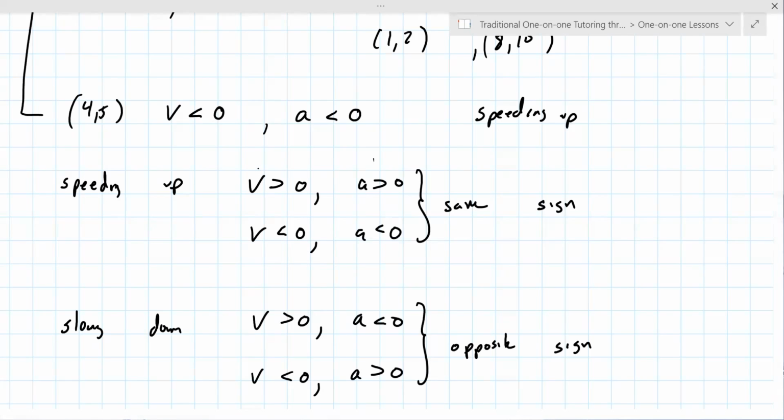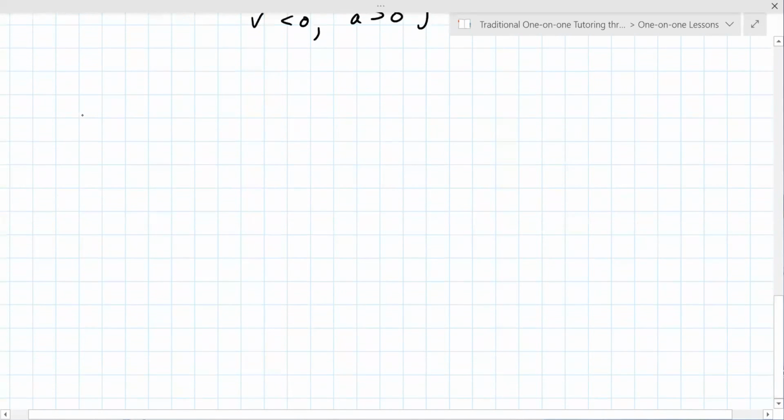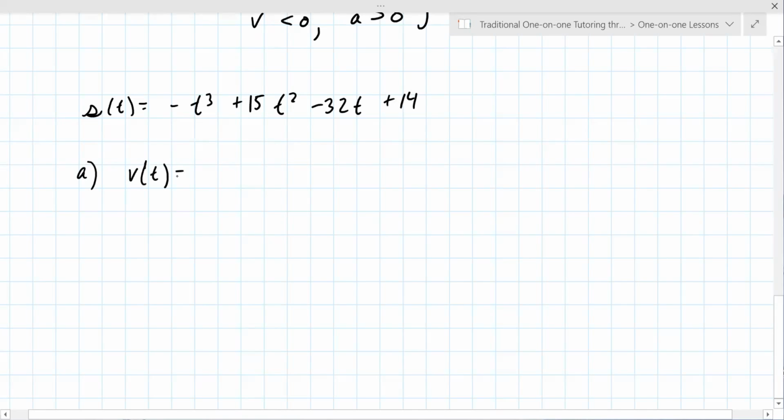Should we move on to example 2? Yeah. Okay. So for example 2, I'm going to write the equation down. S of t equals minus t cubed plus 15t squared minus 32t plus 14. So part A says to find the instantaneous velocity at any time t. In other words, that's the derivative: v of t is equal to s prime of t. The derivative of position is velocity.